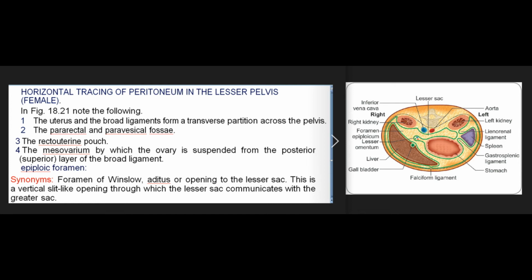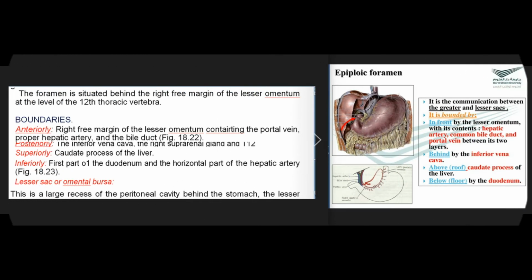Epiploic foramen, synonyms: epiploic foramen, foramen of Winslow, aditus, or opening to the lesser sac. This is a vertical slit-like opening through which the lesser sac communicates with the greater sac. The foramen is situated behind the right free margin of the lesser omentum at the level of the 12th thoracic vertebra.